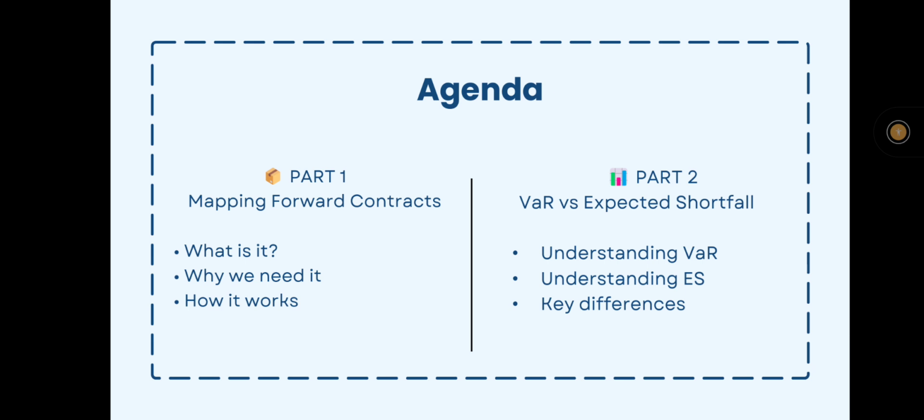Here's what we are covering today. First, we'll look at mapping forward contracts to zero coupon bonds, why we do it and how it works. Then we will compare value at risk and expected shortfall, two risk measures you absolutely need to understand. Let's start with part 1: mapping forward contracts.